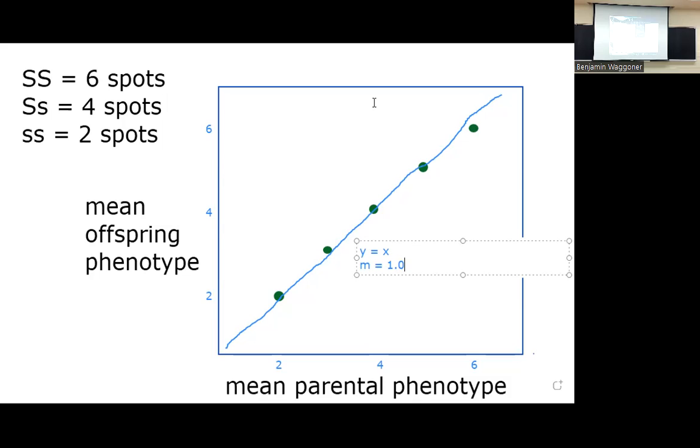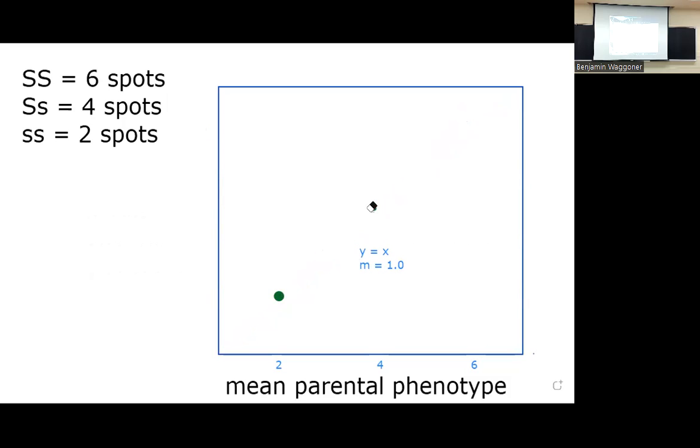Now, suppose for a minute we were looking at a different species. And let us say that in this different species, we had complete dominance. So if you are homozygous dominant or heterozygous, you end up with 6 spots. What does our graph look like now? Well, let's draw it.